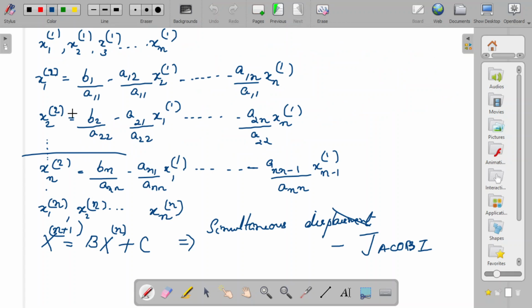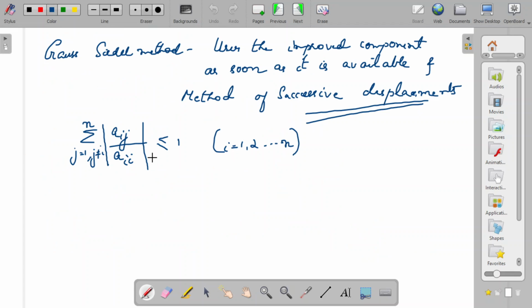Okay, so these are the coefficients. Sigma of aij divided by aii, all the coefficients added together, and the summation of all these things together should be less than or equal to 1, at least in one equation. Okay, this condition should be satisfied at least in one of the equations which is given.